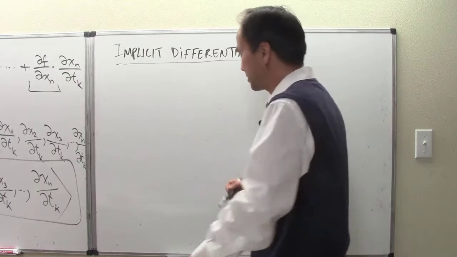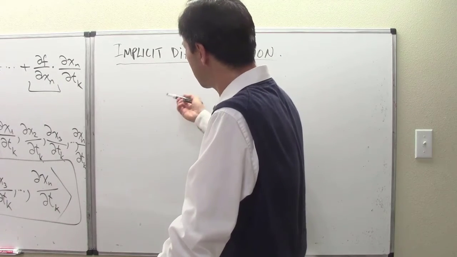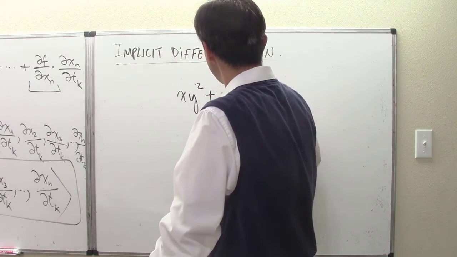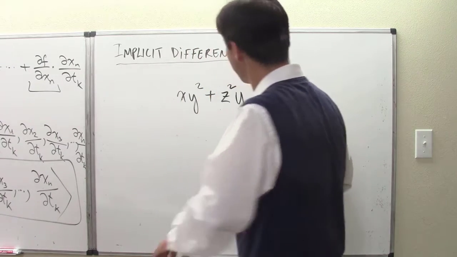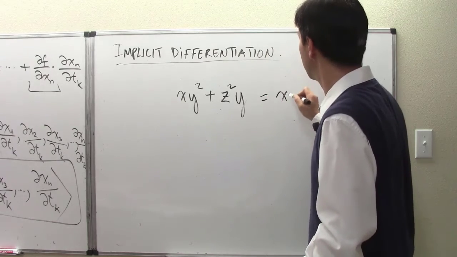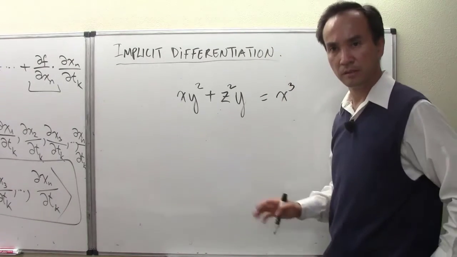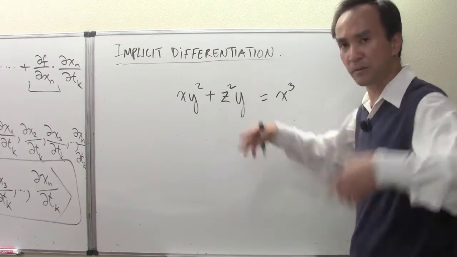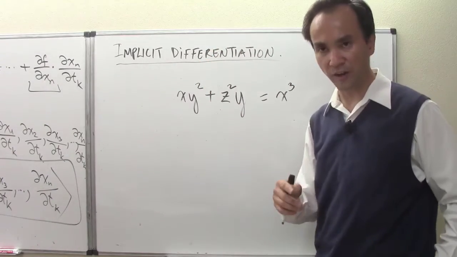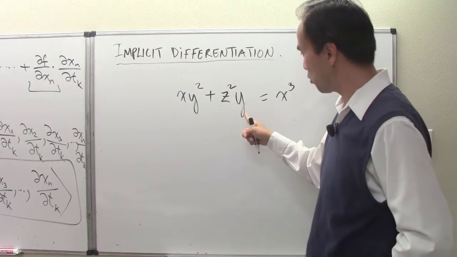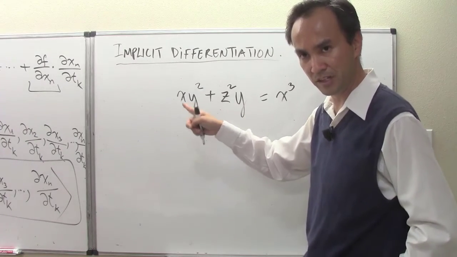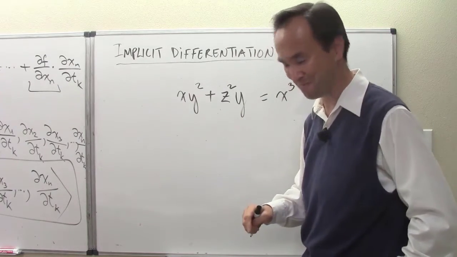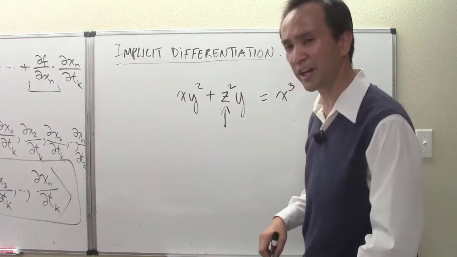A lot of times we are given the following. Let's say xy squared plus z squared y equals x cubed, something like that. This equation has 3 variables involved. Or even more. Some equations have even 4 variables involved. The idea now is that we can pick one variable and choose that as a function implicitly defined in terms of the other ones. So traditionally we target z.